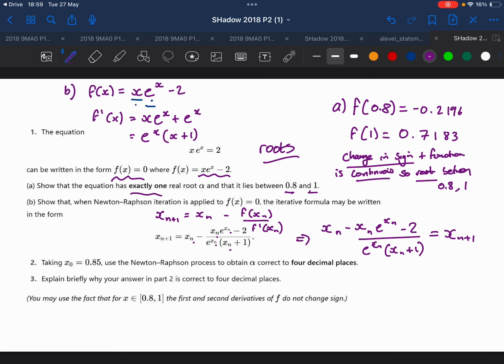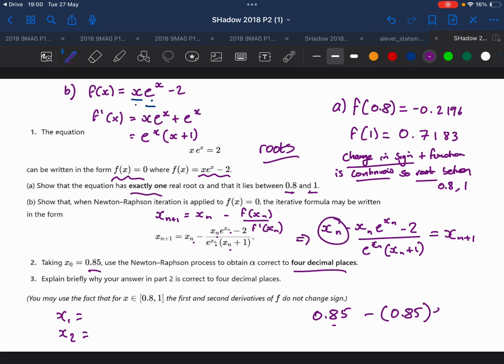So the idea is now that we're meant to use this. So we're going to use 0.85, and it says to obtain it correct to 4 decimal places. So in this one, they don't want x1 and then x2 written out and so on. They just want you to do this enough until you get to the point where after a while it should stop changing. So the value should just stay whatever it is after a while. So what you would do here is you would evaluate. So I'm going to make this 0.85.